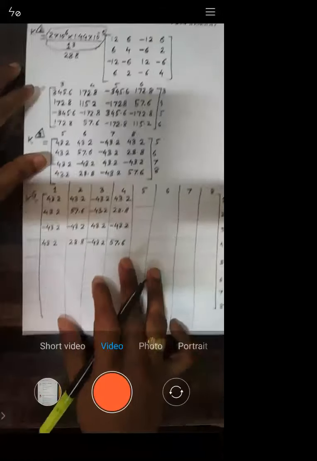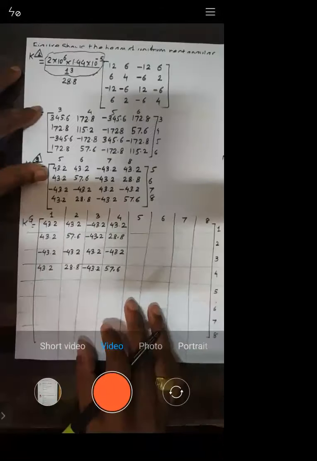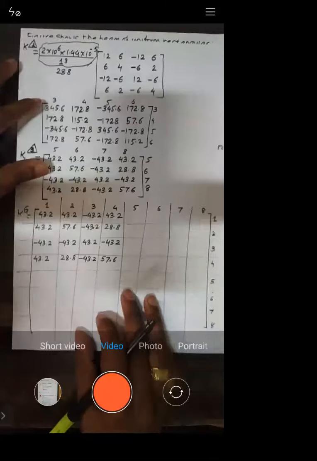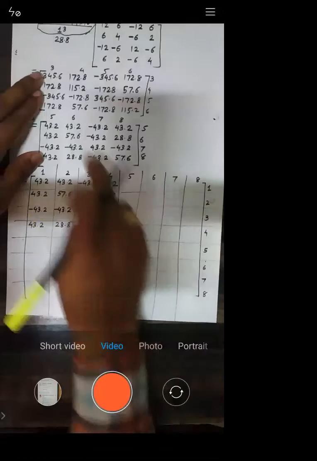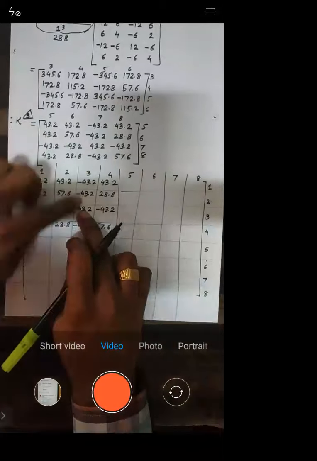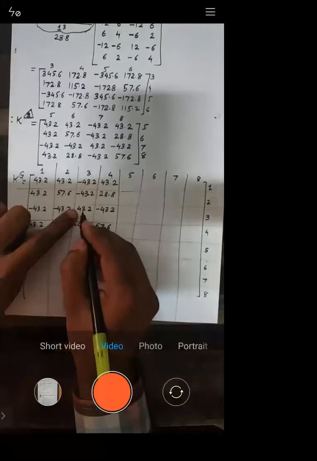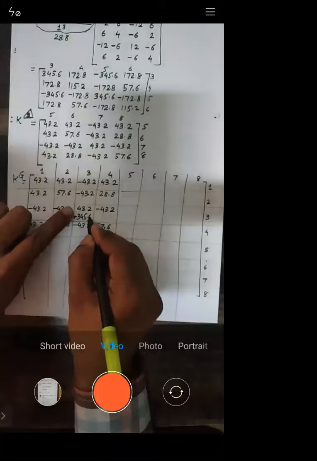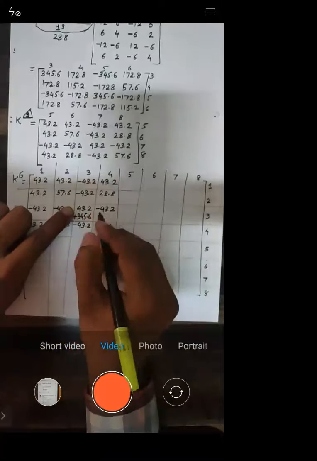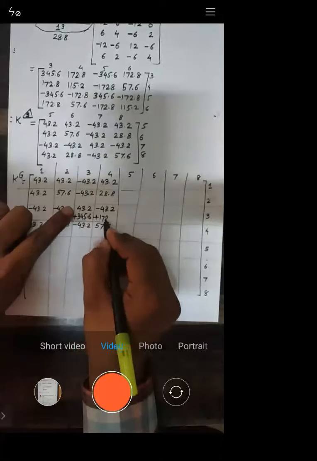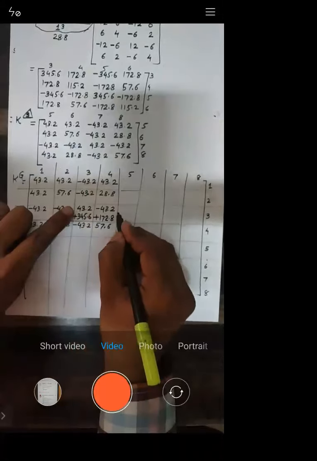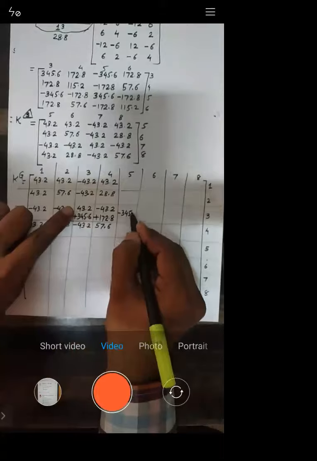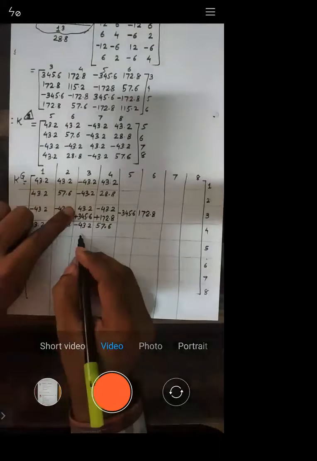For stiffness matrix 2, this is the stiffness matrix of element number 2. So I should get a starting point. That is 3, 3. So I'll start from 3 and 3, from this location. So here I will get plus 345.6. This element I'm putting 345.6, plus 172.8, minus 345.6, 172.8. Right.